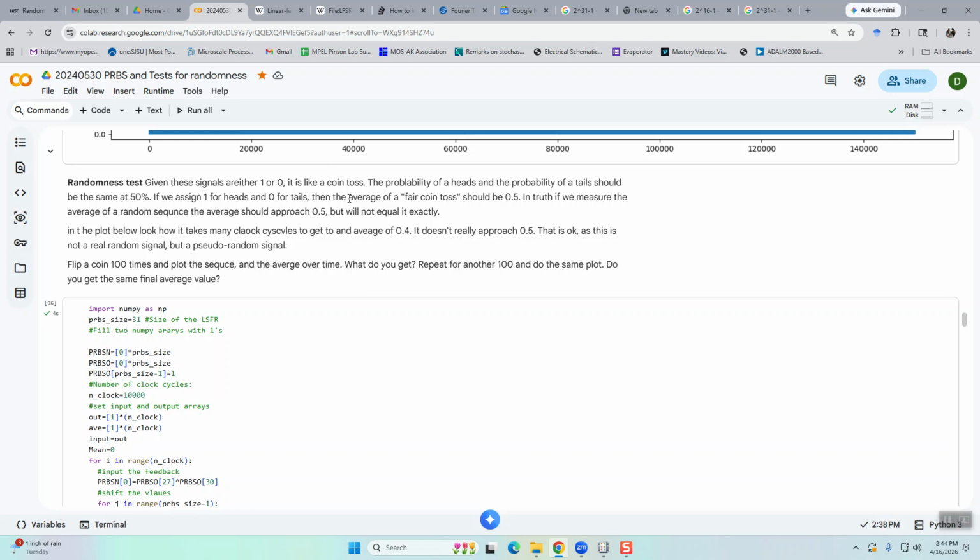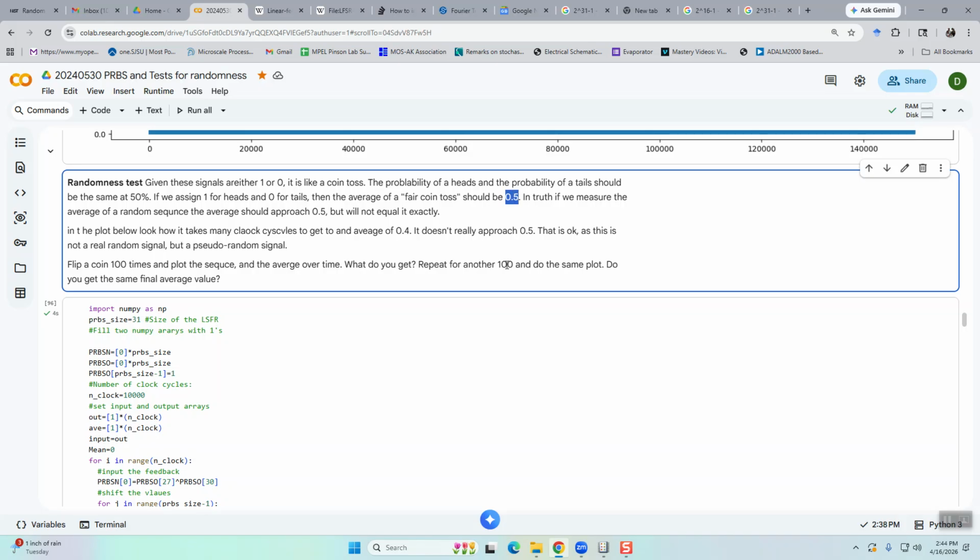And the probability of heads and the probability of tails should be the same at 50 percent, right? And if we assign 1 for heads and 0 for tails, the average plotted out over time should be 0.5. In truth, if you measure that, it should approach 0.5, but depending on your startup, it won't reach it exactly. Now, these notes are pretty rough. There's a lot of typos, but we're in a hurry.